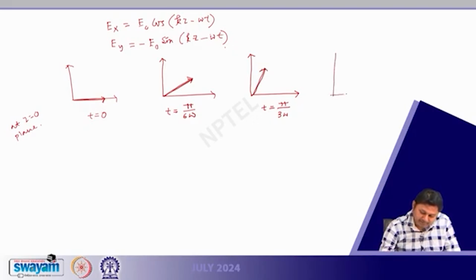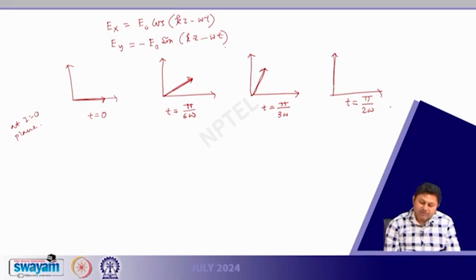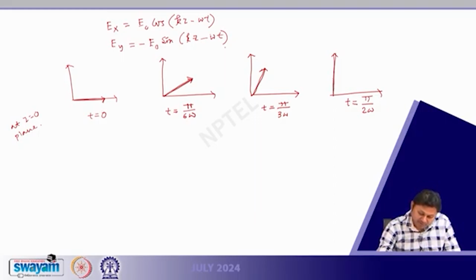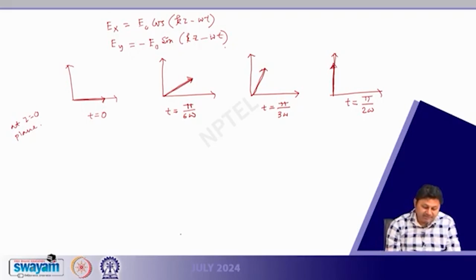And finally, we put t equal to pi by 2 omega, that is omega t is pi by 2. When omega t is pi by 2, then the sine function is maximum and the cos function is 0. So, I will get the resultant somewhere here, this will be my resultant. Here you can see the tip of this arrow is moving to the left side. So, let me write down what the Ex value is here.